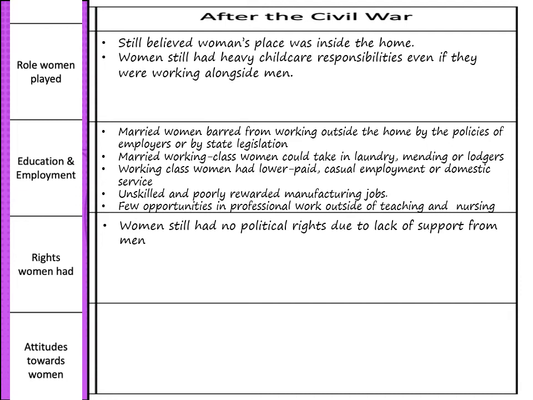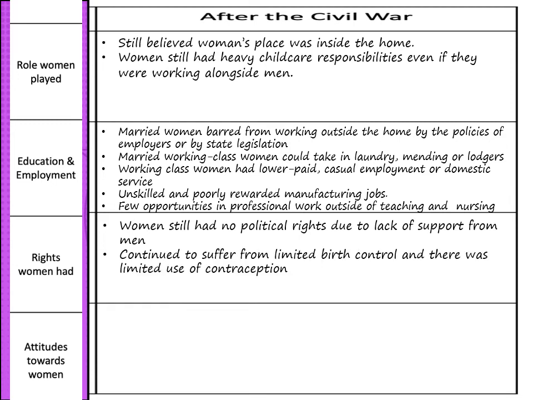So what rights did women have? They still didn't have any political rights, and that's because they did not have support from men to gain the vote. So unfortunately, if any women had hoped to gain the vote after the Civil War, that just did not happen. And again, some men just didn't think women should be involved in politics. They continued to suffer from limited birth control, and there was still limited use of contraception. So again, women were still mainly having quite large families, still expected to have lots of children.